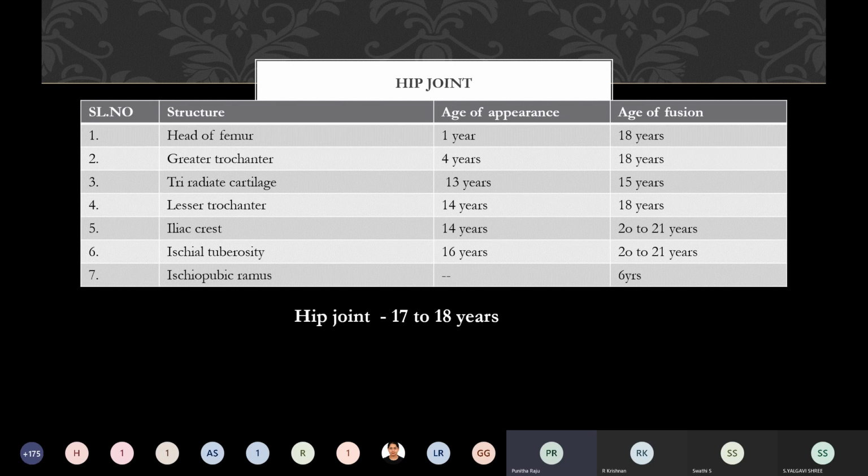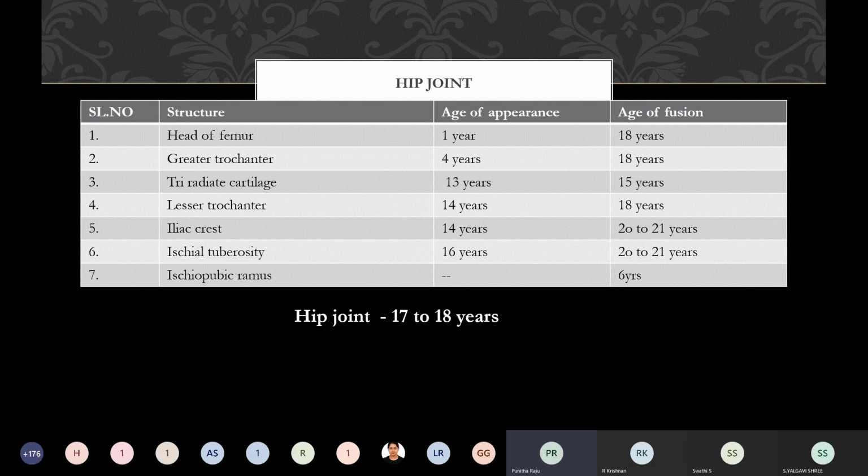And according to a few textbooks, the iliac crest fuses first. And after around 6 months to 1 year, the ischial tuberosity will fuse. Okay. So if they ask you which fuses early in these two, it is the iliac crest which fuses early and later is the ischial tuberosity. And the last one is the ischiopubic ramus. You don't have any appearance for the ischiopubic ramus. There is only fusion, which happens at the age of 6 years. Okay. So these are the ages of appearance and fusion of the hip joint.